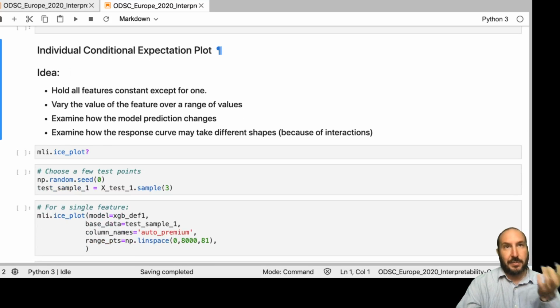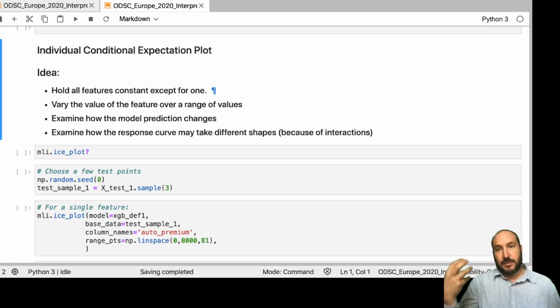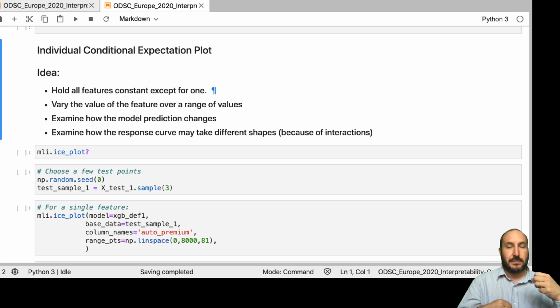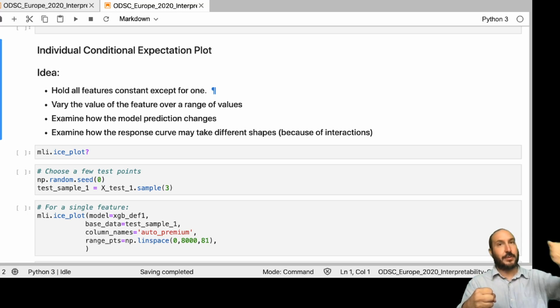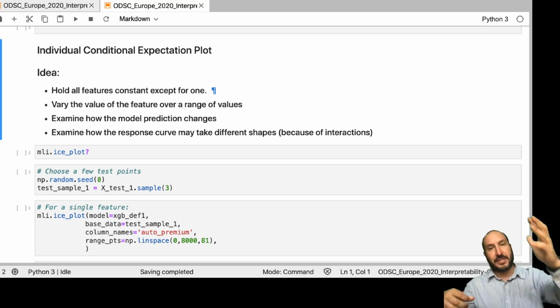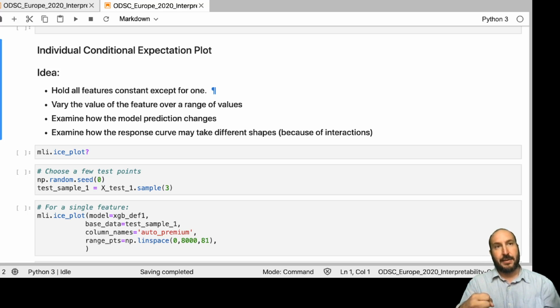The next tool I want to bring up is this ICE plot. So the idea behind this individual conditional expectation plot is that we hold all of the features constant except for one. So we start with a data point. In this case, we have someone, let's say they're spending $1,000 for their home policy and $2,000 for their auto policy. And then I say, what happens as I change what they paid for their home policy between, let's say, 0 and 10,000? If I just change that one variable, hold everything else constant, how would my model change its predictions?